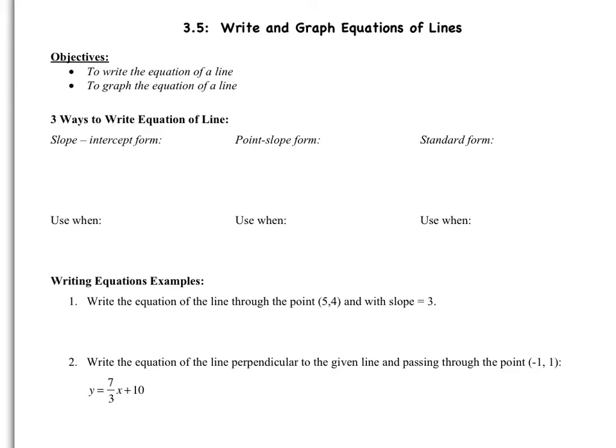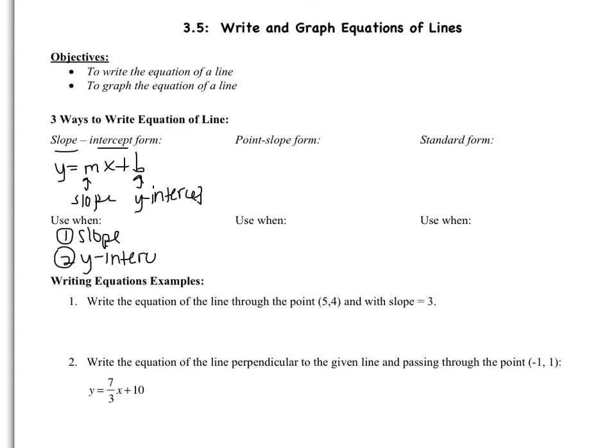Slope-intercept form is the most common. It's the one that you all see a lot. That's the y equals mx plus b, where m is the slope and b is the y-intercept. Hence why it's called slope-intercept form. Use this when you have the slope and the y-intercept.